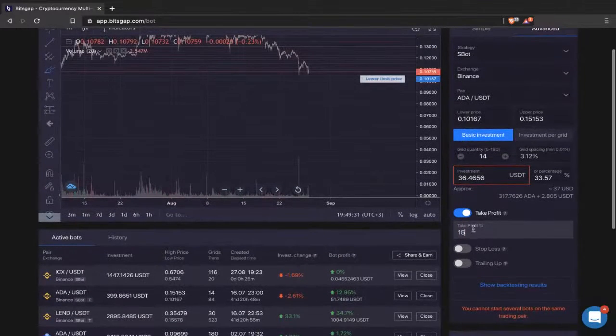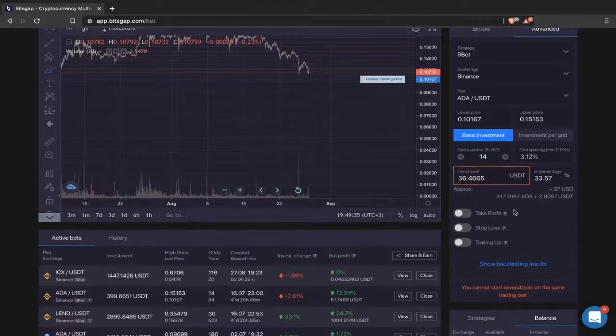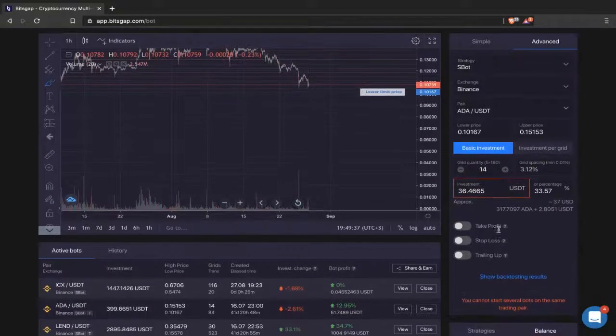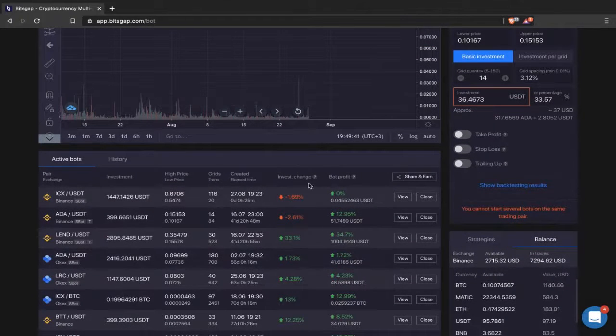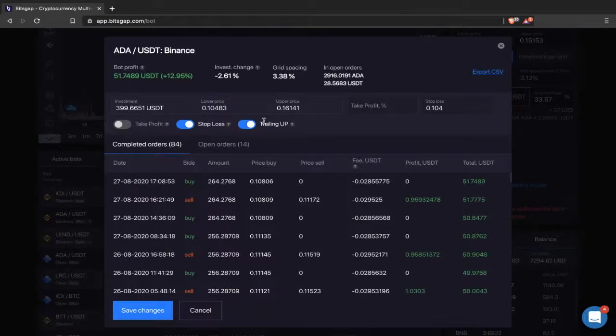If you haven't assigned the take profit and stop loss at the time of your bot configuration, then later, as you have your active bots here, you can always switch on and switch off the trailing up, stop loss and take profit, as simple as that.